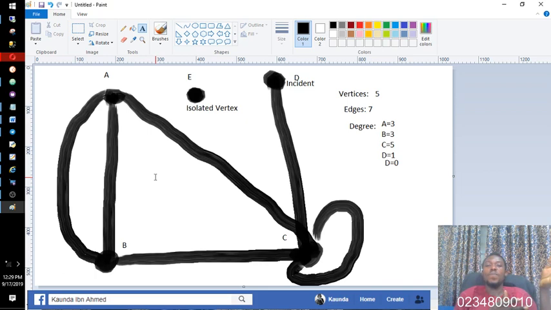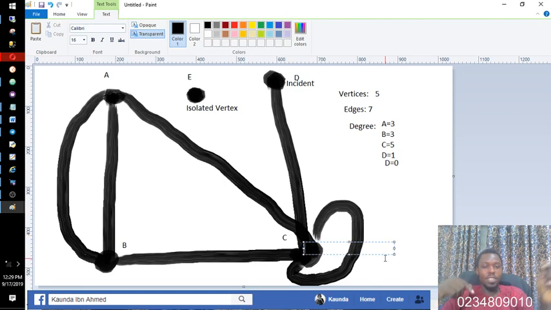So if you come here, D and C are adjacent vertices. C is connected to C again. That is the self loop. So you can say C is adjacent to C. C and A are connected directly from vertice to vertice. There is an edge connecting them. So you say A is adjacent to C.